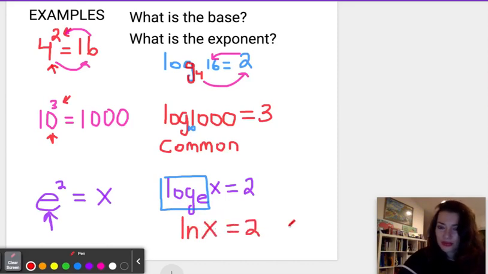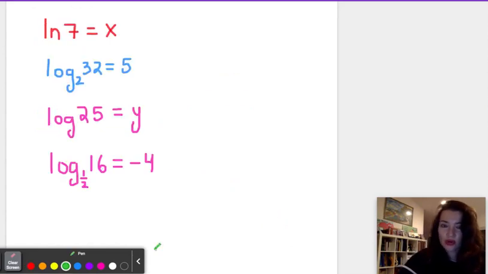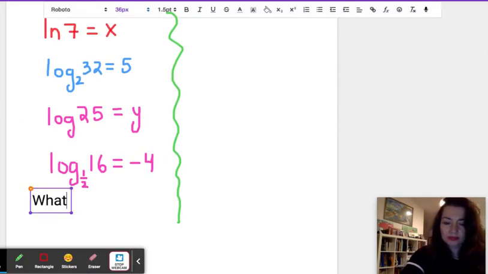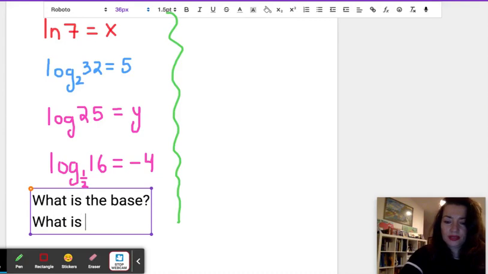Let's try a few examples where we have the log form and we want to write it in exponent form. All right, let's go ahead and switch forms. Now I have my equation in log form. I'm going to switch it to exponent form. So the two questions still stand. If you remember those questions that we want to ask is, what is the base? And what is the exponent?